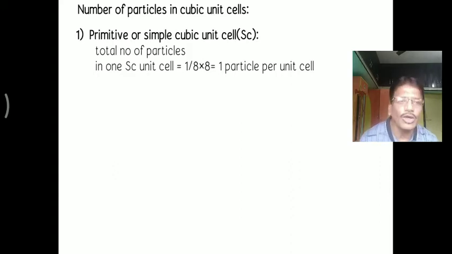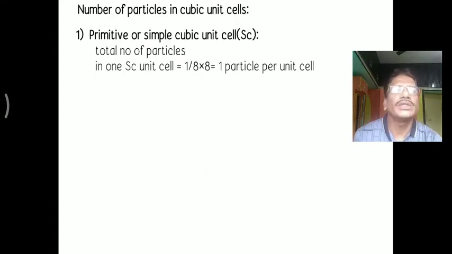It contains 1/8 particle at the corner of each unit cell, because 1 particle at a corner is surrounded by 8 neighboring unit cells, and as a result there is 1/8 particle at the corner of each unit cell. And so if we calculate the total number of particles in one simple cubic unit cell, the formula is 1/8 into 8, that is equal to 1 particle.